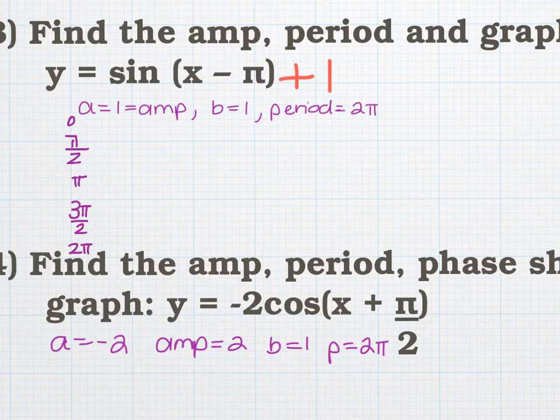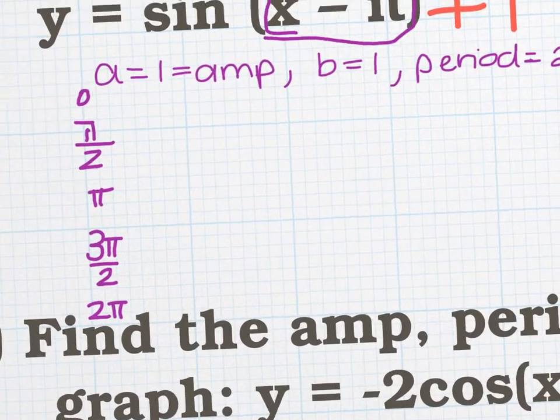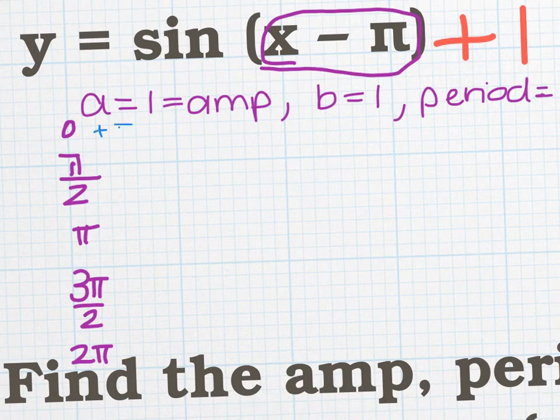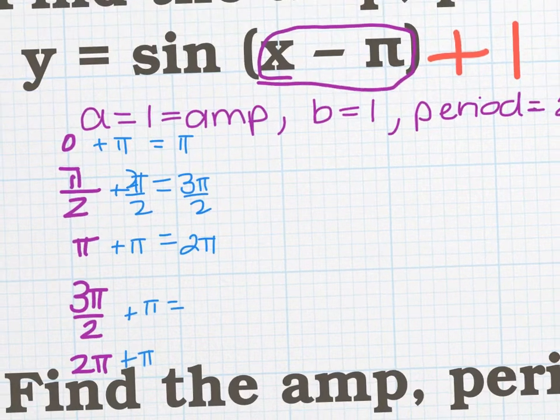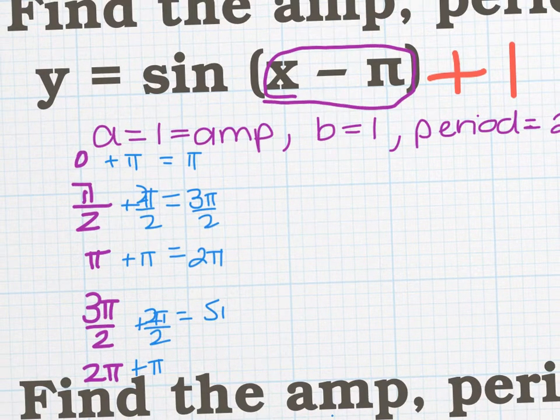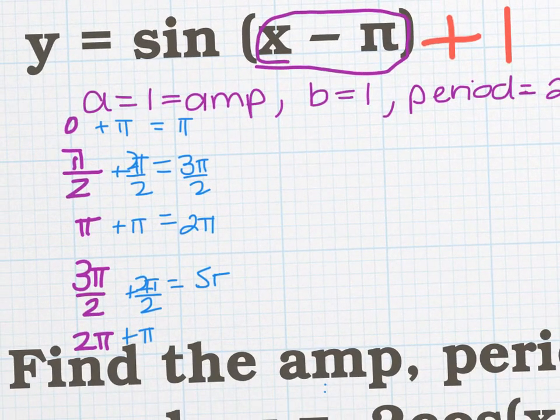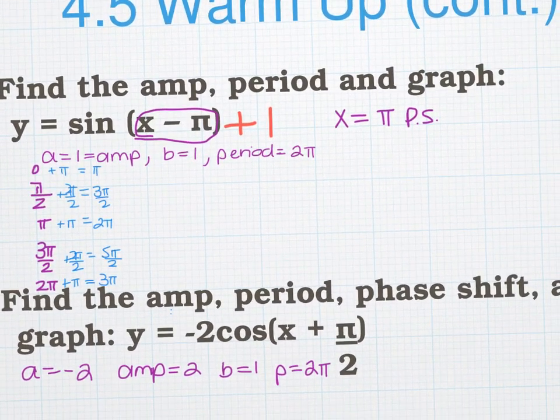This time there's a phase shift. So I either do the opposite of what follows x over what's attached to x, which would be pi over +1. Or I set what's inside the parentheses equal to 0 and solve it. Either way, I get that my phase shift is positive pi, which means to each of these 5 points, I am adding on pi. So I get pi, 3 pi over 2, 2 pi, 5 pi over 2, and 3 pi. And those are my new key points.